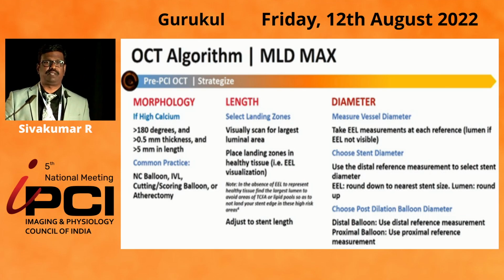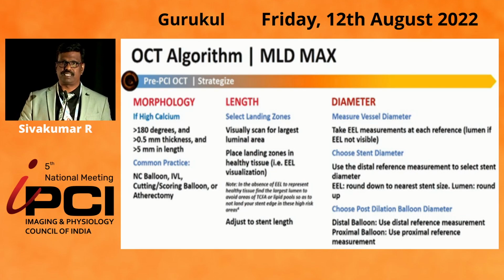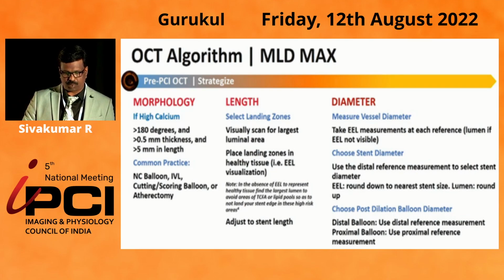So basically, we need to select the stent based on the distal reference. If it is lumen-based, add 0.25 to 0.5, depending on the plaque. If it is EEL-based, downsize by 0.25.